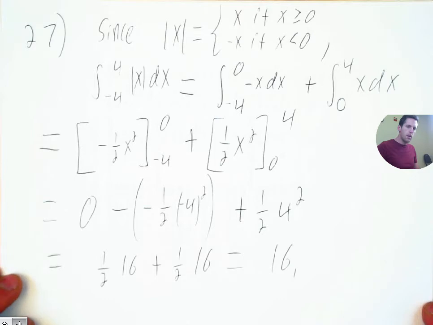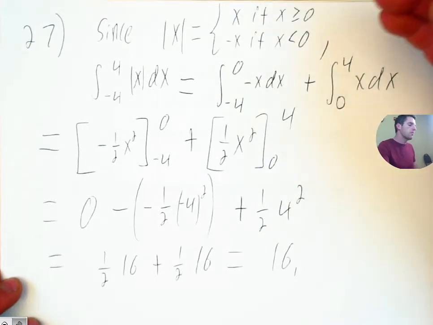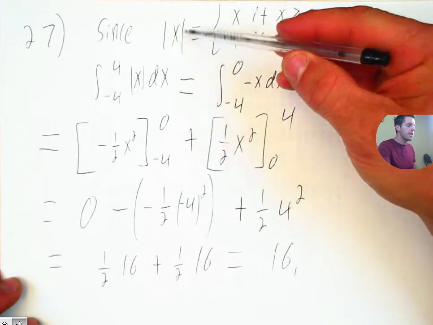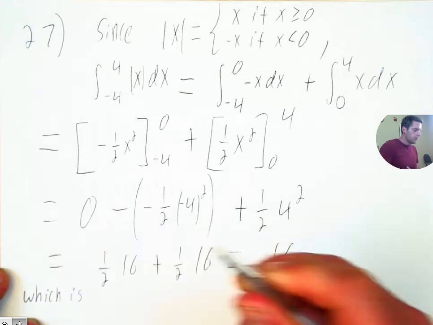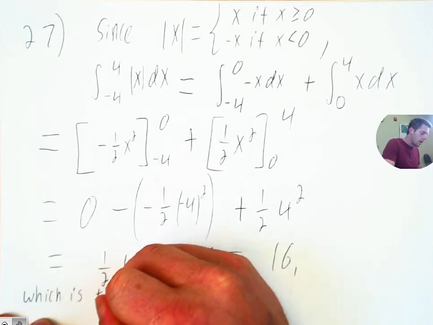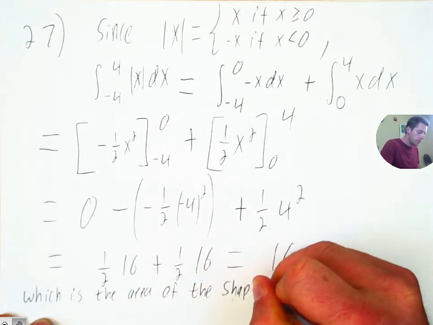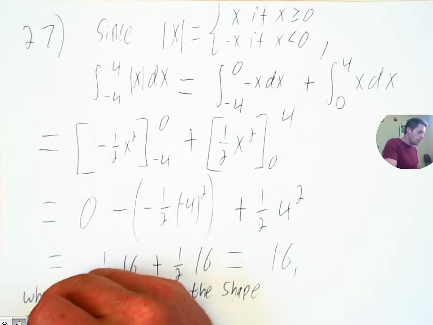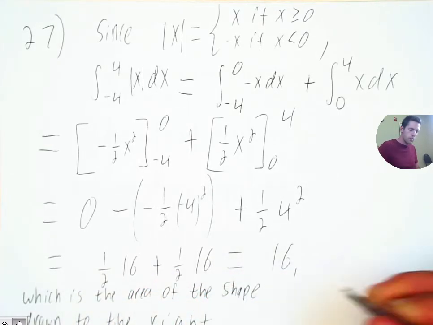Now, it occurs to me that there's an area interpretation of the definite integral applicable when the function is non-negative, and the absolute value of x, of course, is never a negative number. So, parenthetically, which is, well, the word which is used to make a parenthetical remark, even if it's not in parentheses. It's all right, I don't want to talk about that too much. Which is the area of the shape drawn to the right. All right, now let me draw this shape.